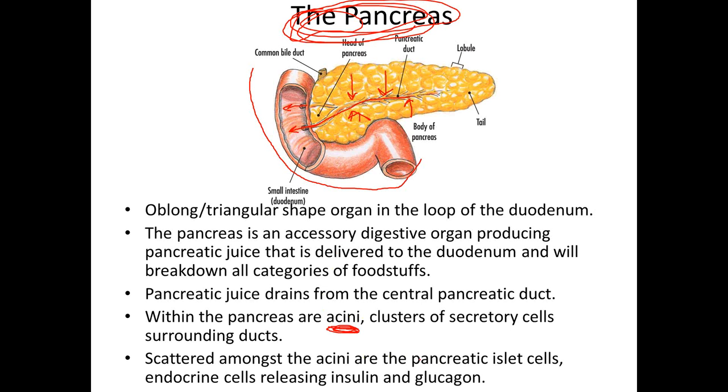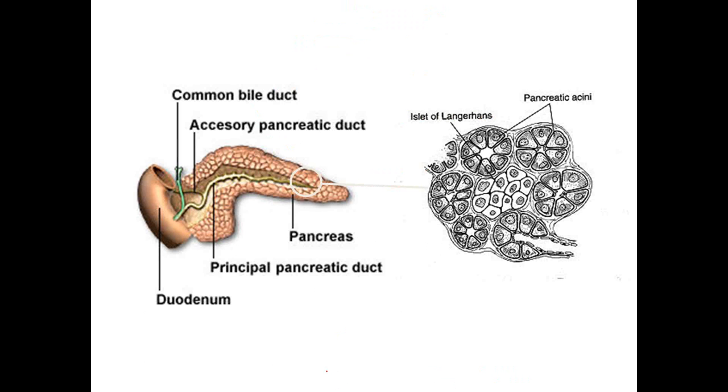Now scattered amongst the acini are what we call the islet cells. Islet cells are important because they produce the two key hormones. And we saw these in our endocrine system lecture, insulin and glucagon. So here's the diagram showing you that structure.